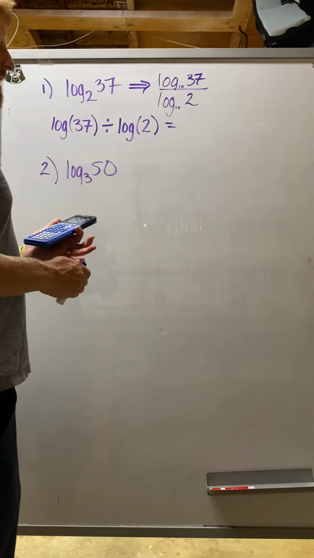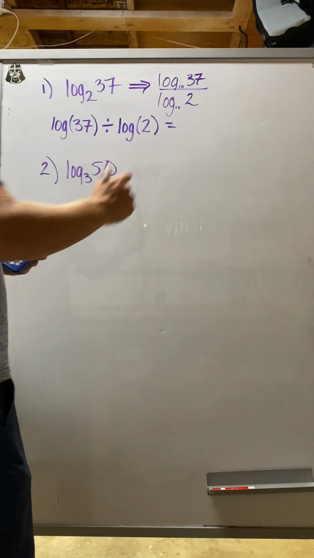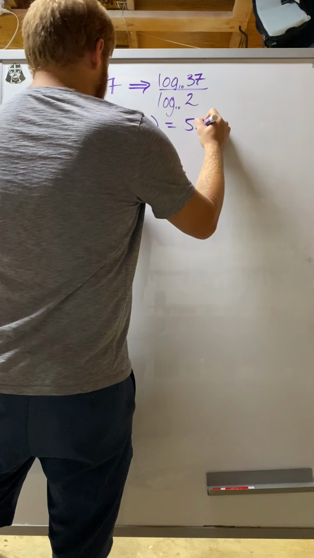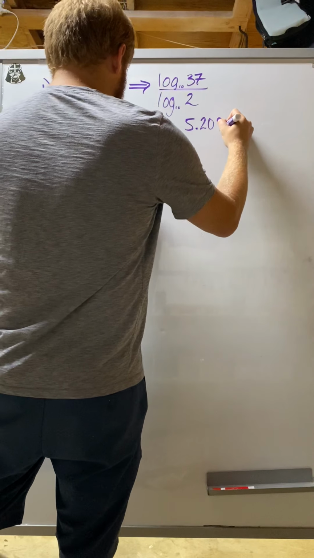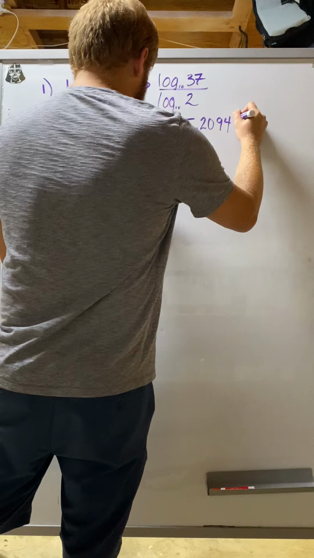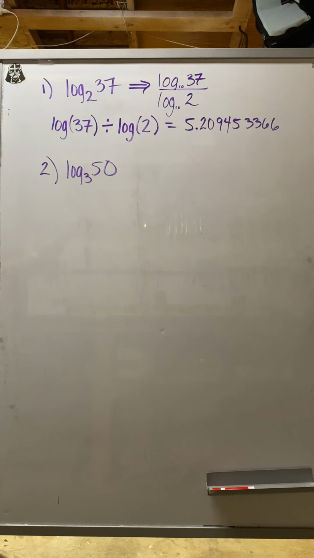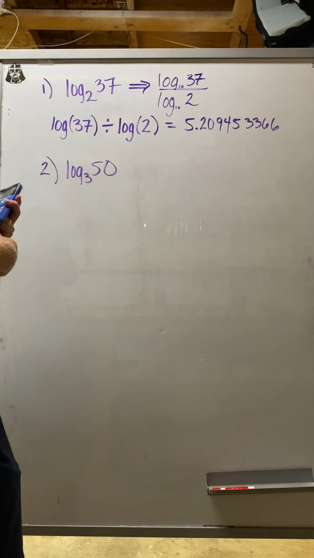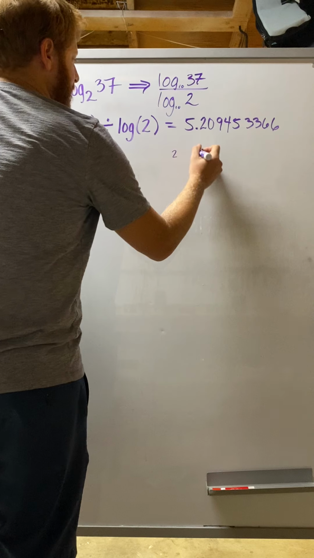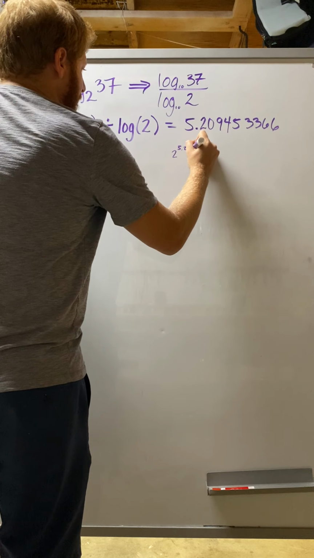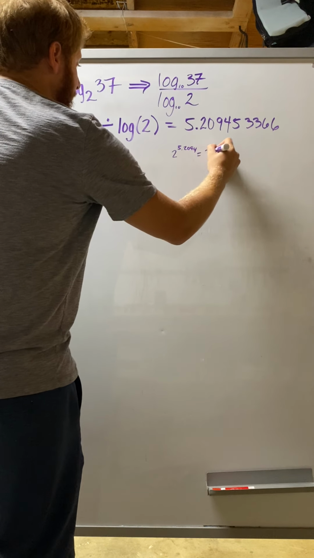And I usually have you guys go out to about 4 decimals here. This is equal to 5.2094. I'll give you them all: 53366. Okay? Now you can actually check this. You can go back into your calculator and take 2 to this power, 5.2094, blah, blah, blah, blah, blah, and you will get 37.